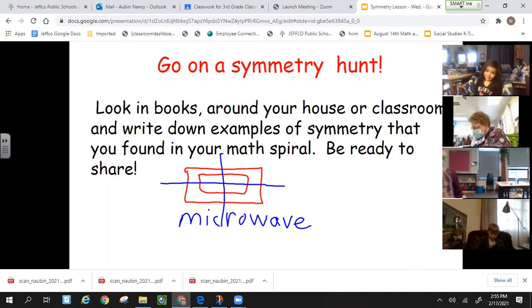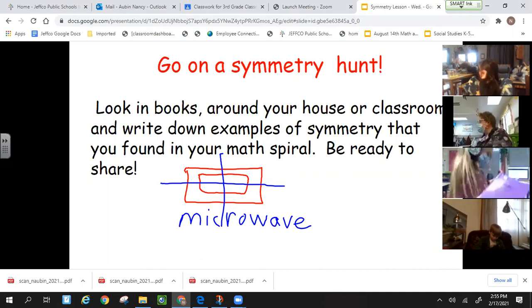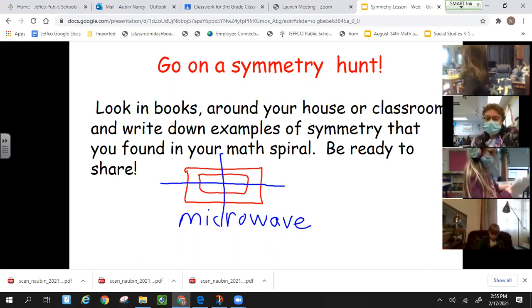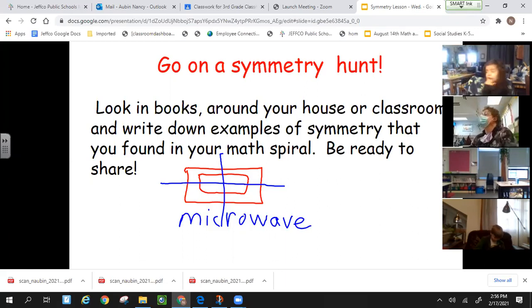So go ahead and look around the room. You're going to do this in your math spiral. Can you get your math spiral and put that aside for now? Please get out your math spiral. No, put that aside. Math spiral. Look around. What do you see in the classroom that you can draw? Or in your home, wherever you are.